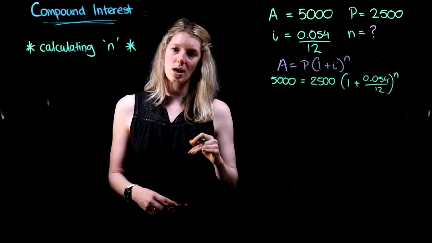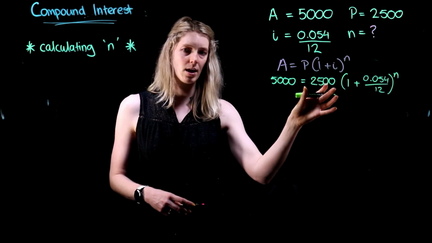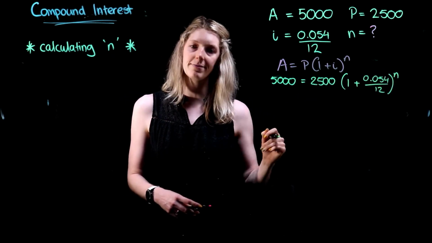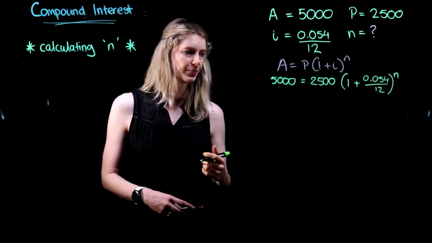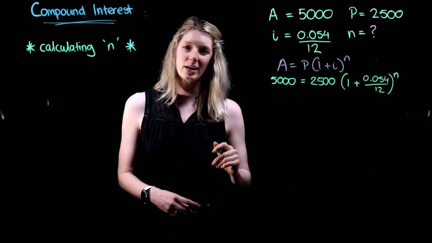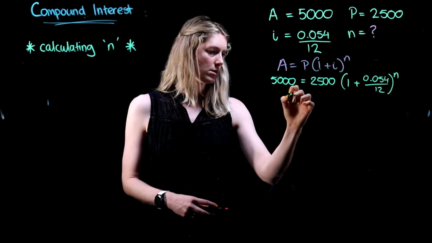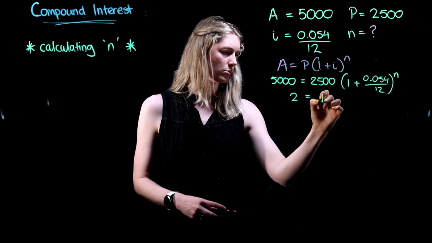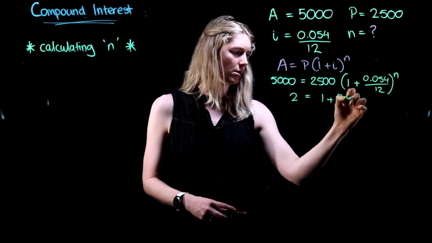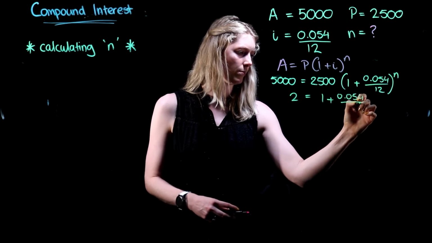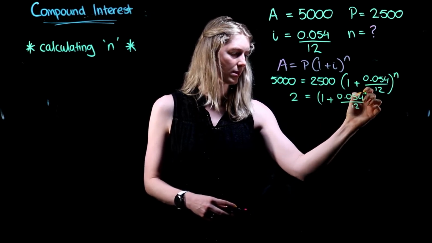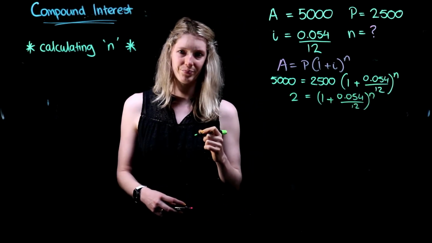Now we need to start rearranging this equation to get our variable of n by itself. I'm going to start off by dividing both sides by 2,500. So I'll have 2 equals 1 plus 0.054 on 12 to the power of n.